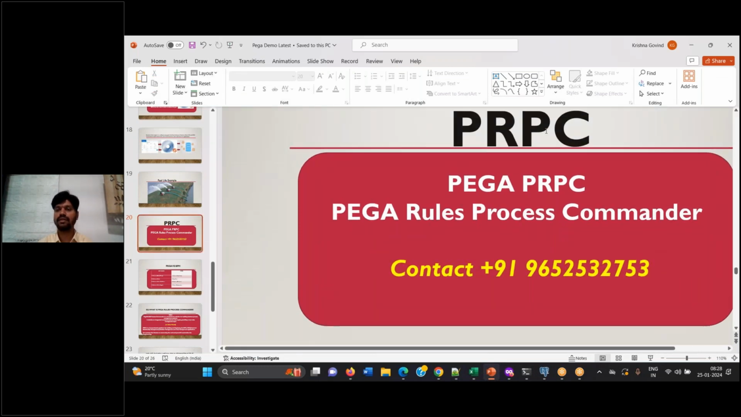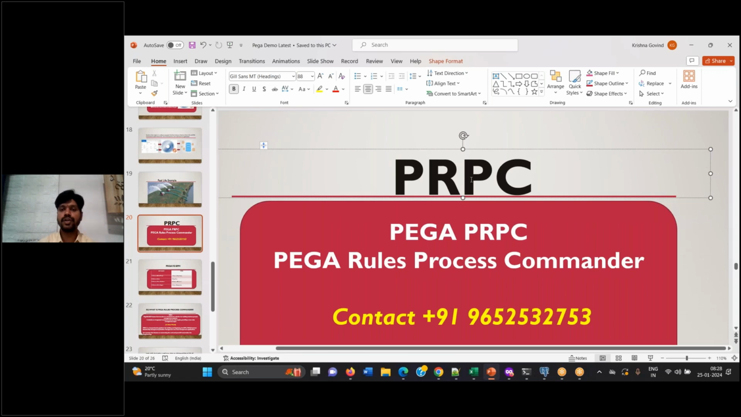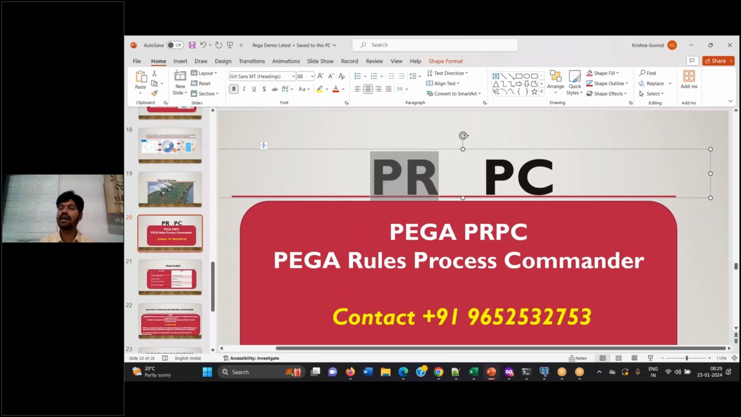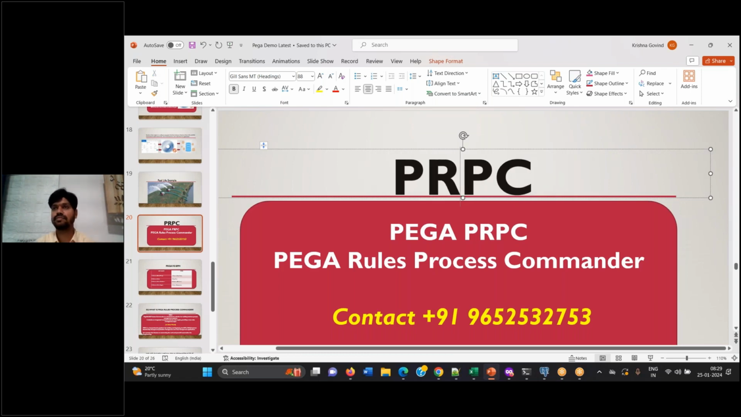If you divide PRPC into two parts, PR stands for Pega Rules, which are stored in the rule base. PC stands for process commander, which interacts with the rule base and drives Pega rules from the rule base to the application. That's why it is called PRPC. Okay, everyone clear? Make sense? Respond on the chat window, everyone. If someone asks you why the name is PRPC, you should be able to explain.